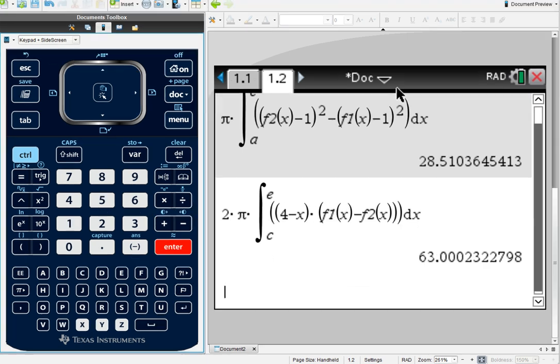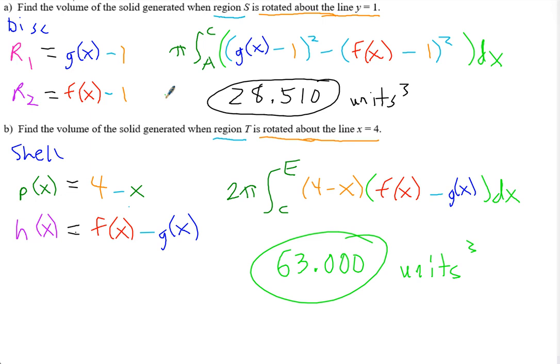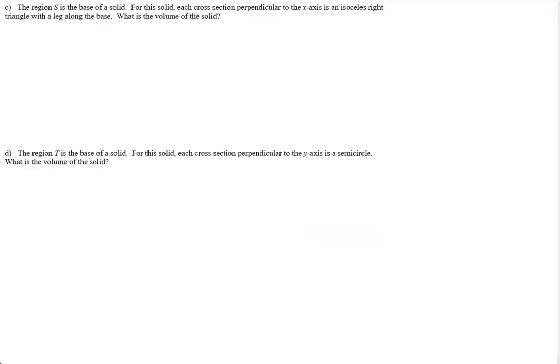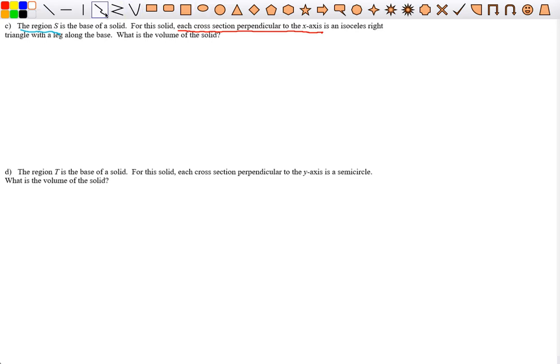All right, so that's how you can tell the difference between the disk and shell. If the rectangle is perpendicular to the axis of revolution, it's the disk method. If the rectangle is parallel to the axis of revolution, then it's the shell method. But these other ones are worded differently, okay? Because these we're not rotating about anything. We just have region S, we're back to, is the base of a solid. For the solid, each cross-section perpendicular to the x-axis. So that's telling you it's a vertical rectangle right there.